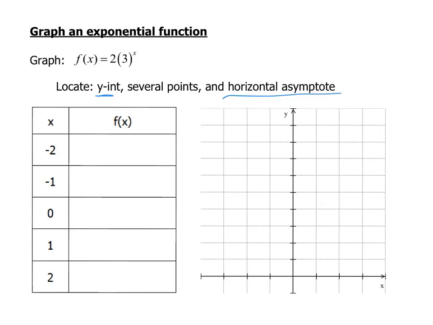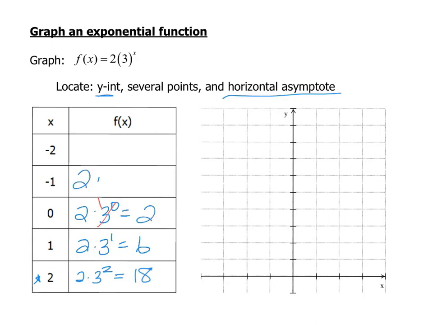So let's start with these numbers down here, because these are always easier to do than the negative values. If we plug in 2 for our x, we're going to have 2 times 3 squared, so that's 2 times 9, that's 18. Here we would have 2 times 3 to the 1, so that's 2 times 3, which is 6. Here we would have 2 times 3 to the 0. Remember, 3 to the 0 is just 1. So that would be 2.